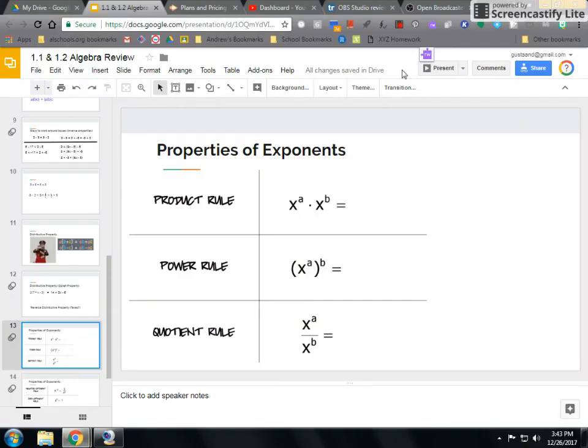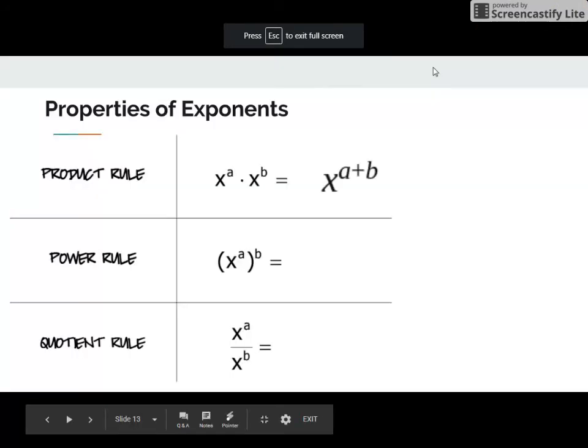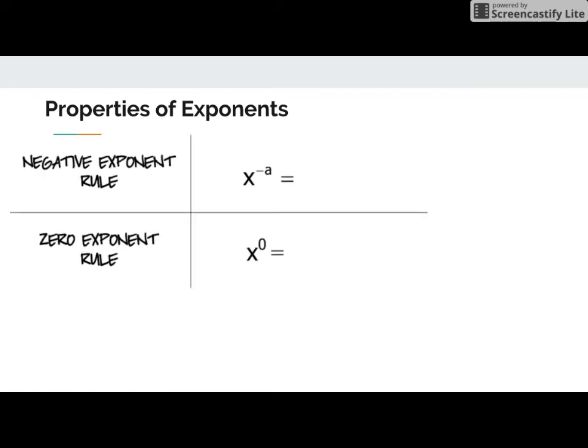Going back to our properties then, the product rule says that we can add those exponents together. The power rule says we can multiply those exponents together. And the quotient rule says we can subtract. So again, pause it, write those down if you need to. I'm going to move on though so I don't run out of time.